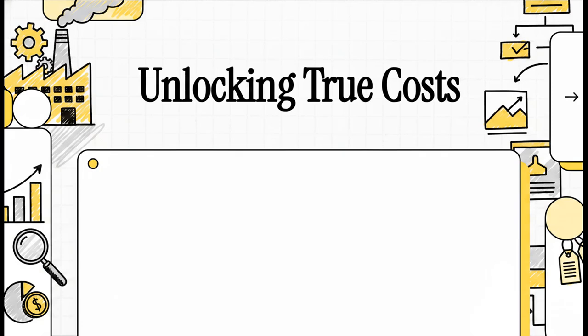Let's jump right into this explainer. Today, we're unlocking true costs. We're going to unpack the absolute critical differences between traditional cost allocation and activity-based costing, or ABC. Look, whether you're managing a massive manufacturing floor or you're just trying to figure out why your profit margins look totally off, the way you allocate overhead can literally make or break your business.